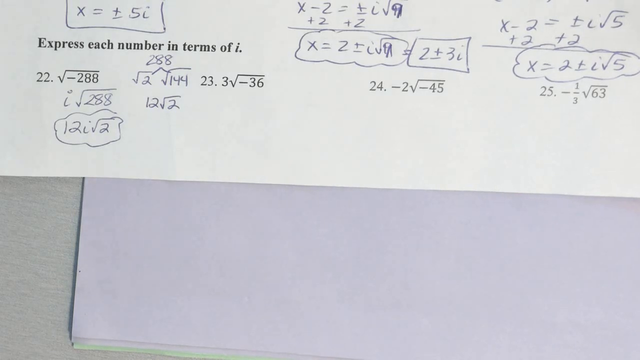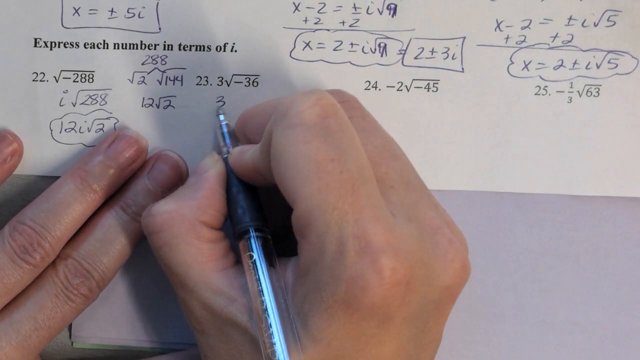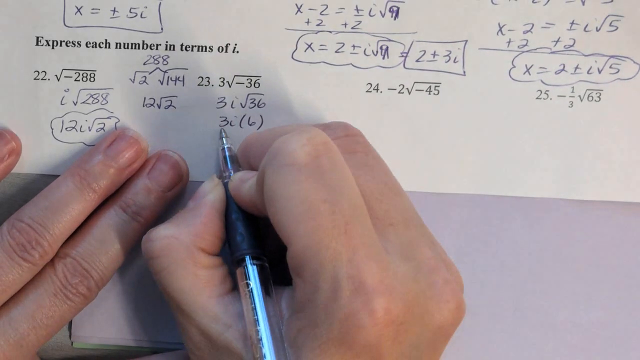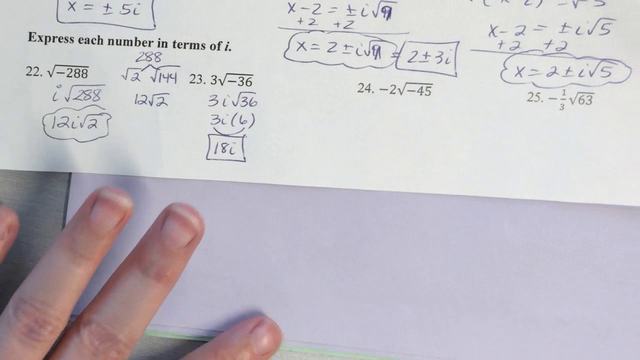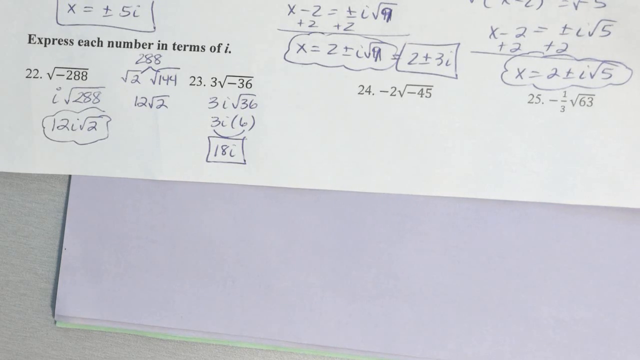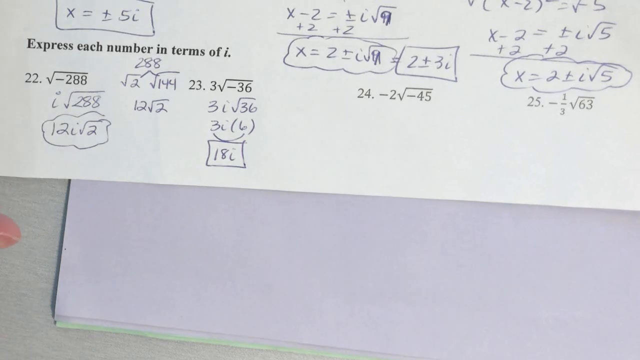Okay, and then for 23, you have negative 36, so this is 3i root 36, so 3i times 6. You can multiply those two together, you will get 18i. Now remember, for these you don't have to put the plus or minus in. Do you guys remember why? You only put the plus or minus in when you do what? Yeah, when you're solving for x. So when you take the square root yourself.